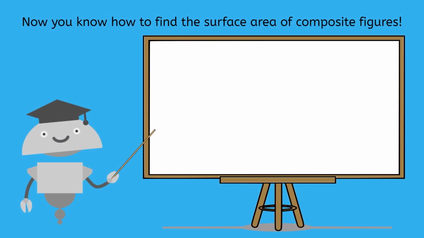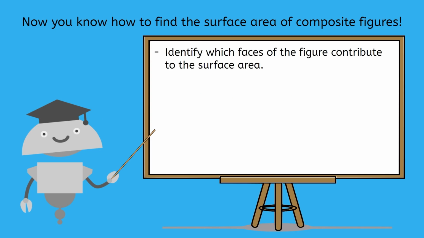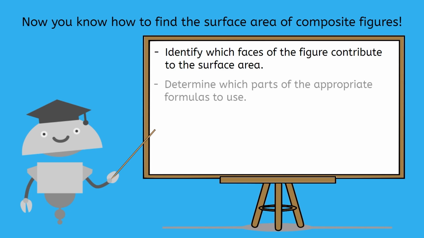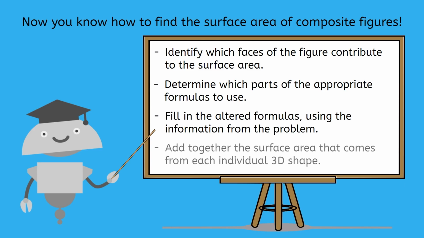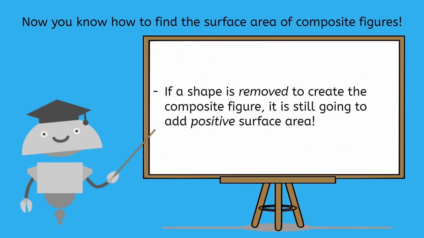When finding composite surface area, start by identifying which faces of the figure contribute to the surface area. Then, determine which parts of the appropriate surface area formulas you need to use to find the area of those faces. Fill in your altered formulas using the information from the problem, and lastly, add together the surface area that comes from each individual 3D shape to find the total. Don't let the wording confuse you. If a shape is removed to create the composite figure, it is still going to add positive surface area.